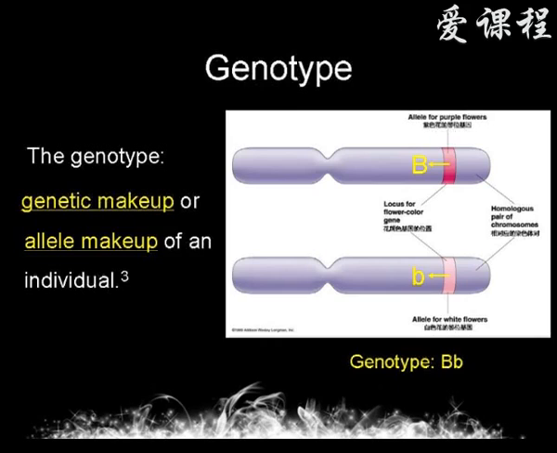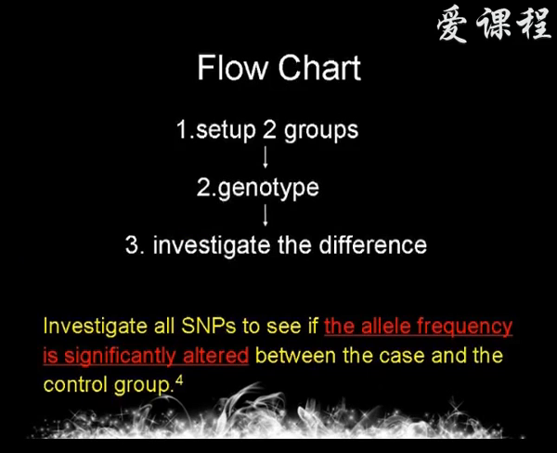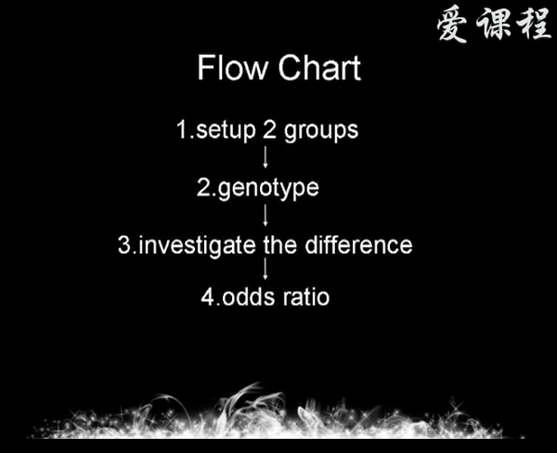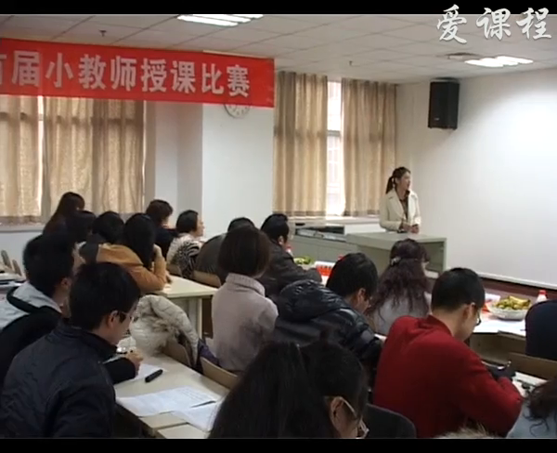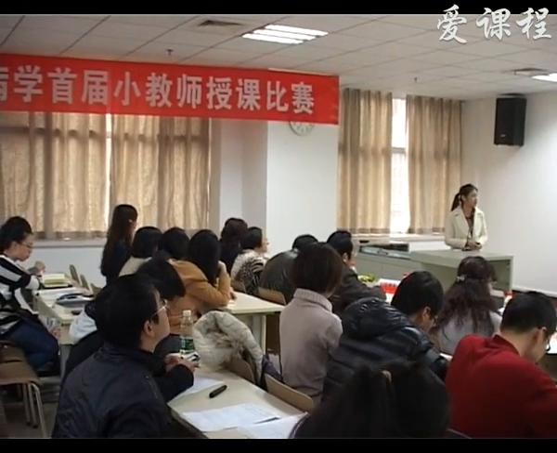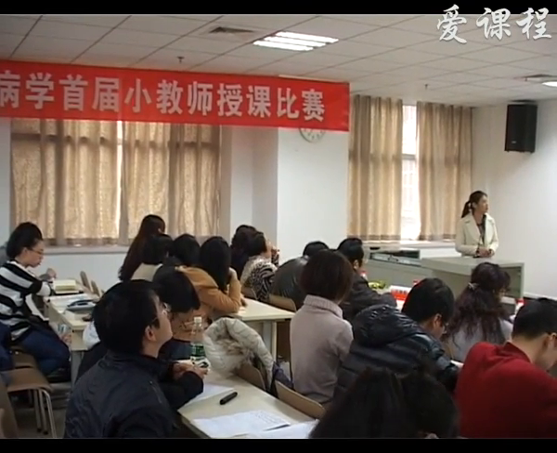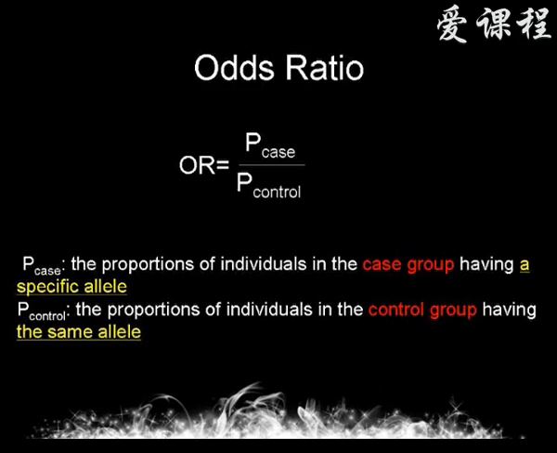And thirdly, we investigate all SNPs to see if the allele frequency is significantly altered between the case and the control group, so that we can get an odds ratio. The odds ratio equals P case divided by P control. The P case is the proportion of individuals in the case group having a specific allele, and the P control is the proportion of individuals in the control group having the same allele.